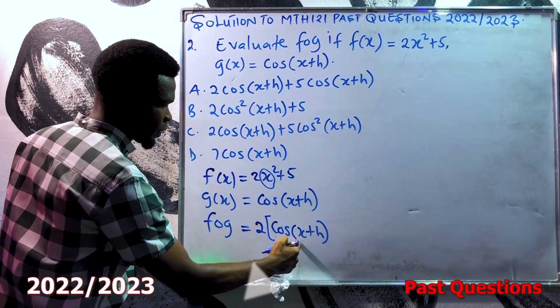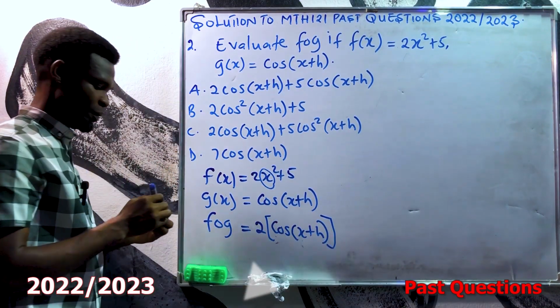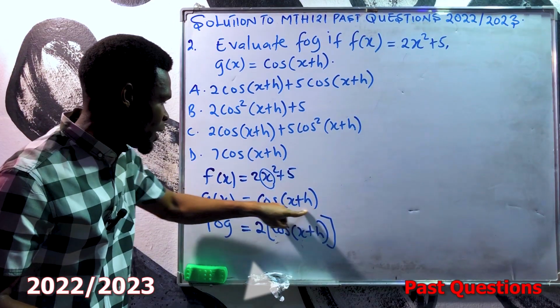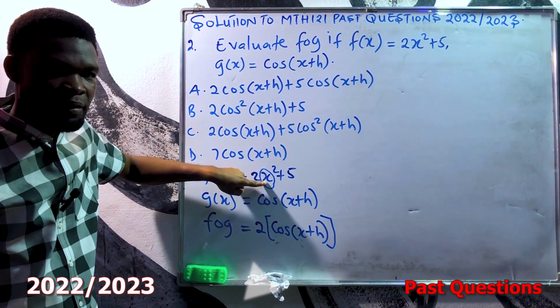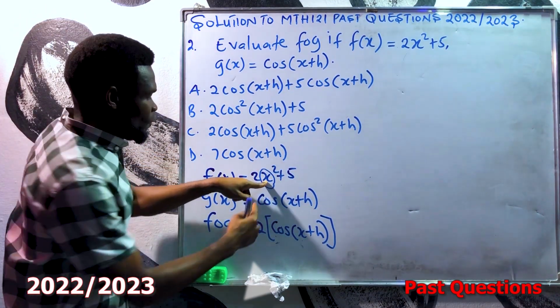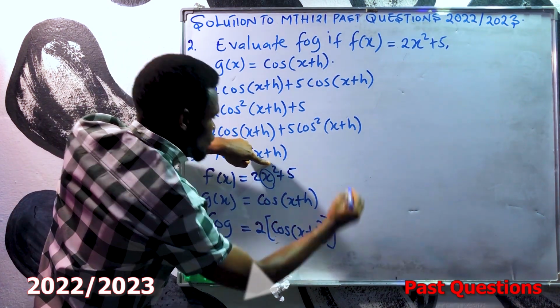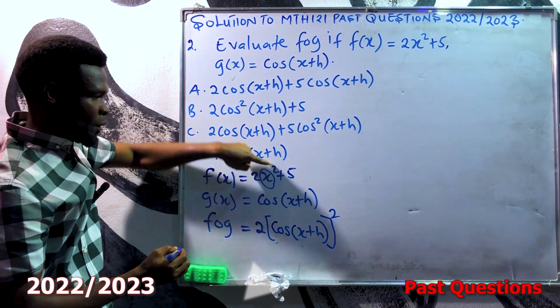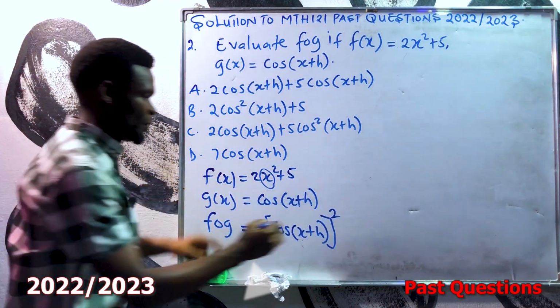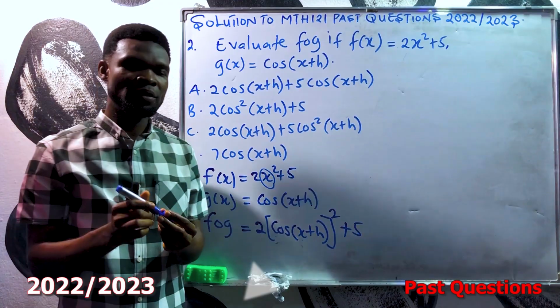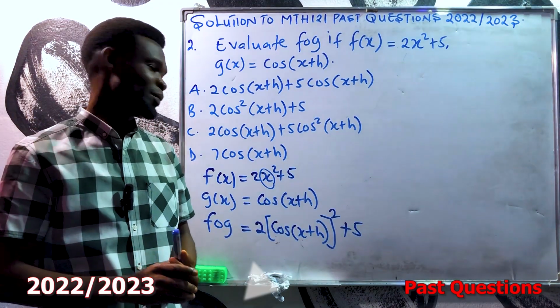Okay, because of this bracket here, I'll use this bracket. So what did I do? I carry everything in g and I put it inside x. Now, don't forget that x has power 2. So look at it here, power 2. Then plus 5. We have plus 5. That's how to carry out composition of function. It is as simple as that.